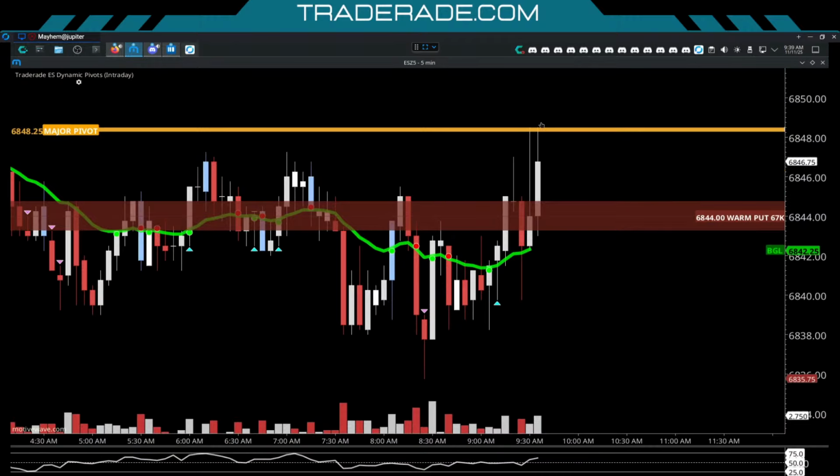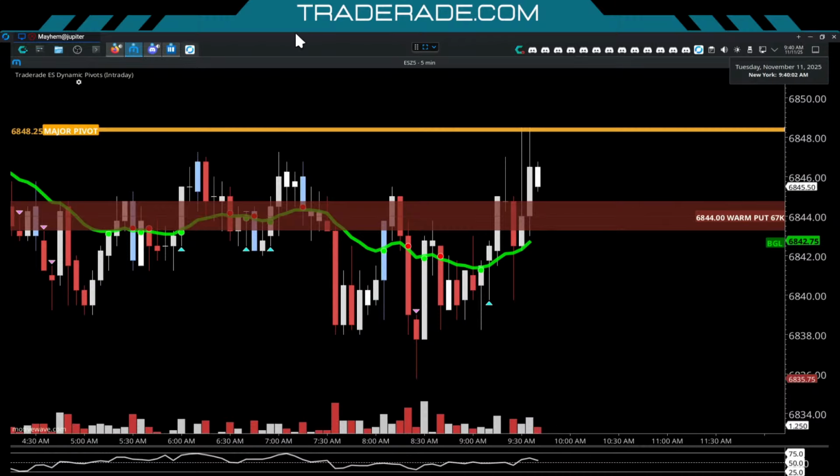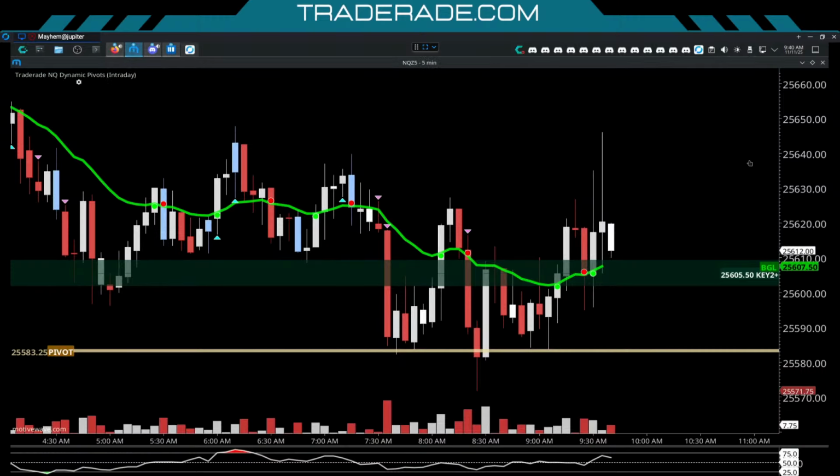And we are just continuing to challenge that pivot level. That is the decision zone for now. You could take a look at the same on the NASDAQ. We're further away from its upper pivot here.